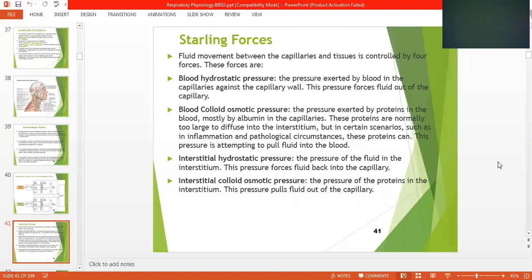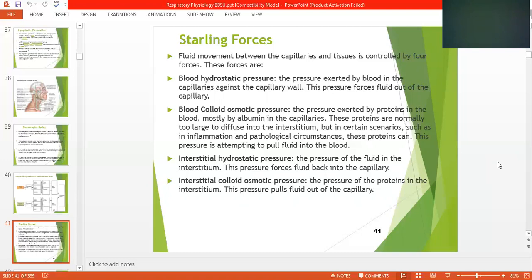Interstitial hydrostatic pressure, the pressure of the fluid in the interstitium. This pressure forces fluid back into the capillary. Interstitial colloidal osmotic pressure, the pressure of the protein in the interstitium. This pressure pulls fluid out of the capillaries.